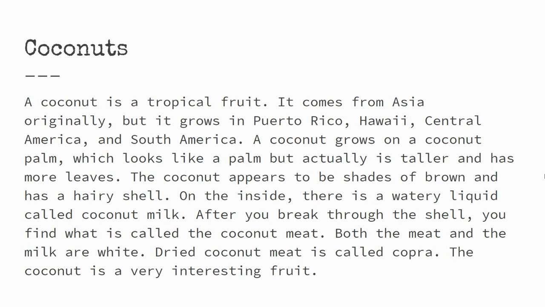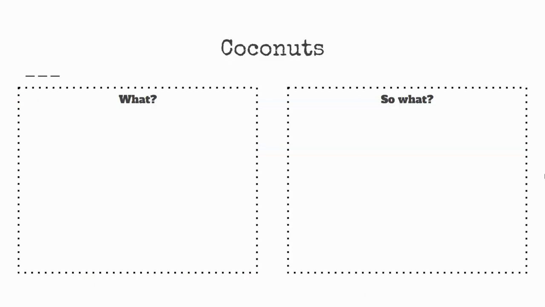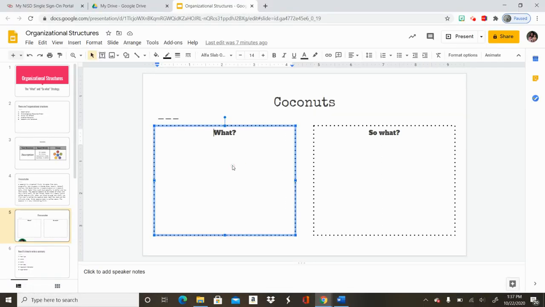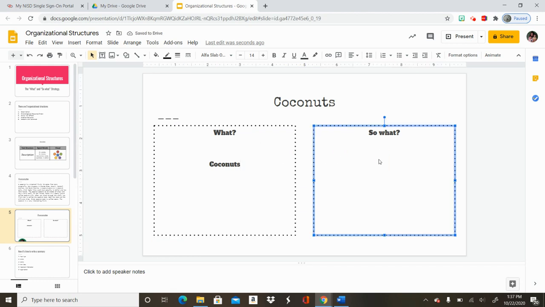So, just by listening to a little paragraph, you know that this is talking all about the coconut, right? So, let's go on to our strategy. So, what? Honestly, it's just the topic. What was this passage about? It was about coconuts, right? So, what? Well, what about the coconuts did we learn?